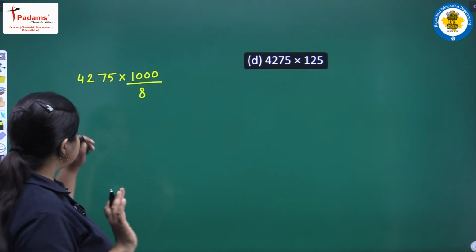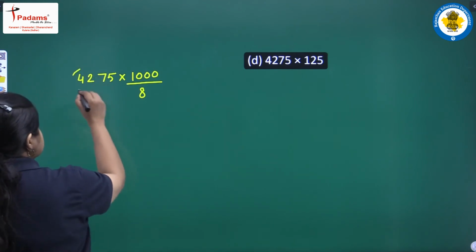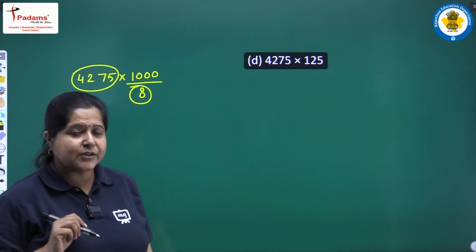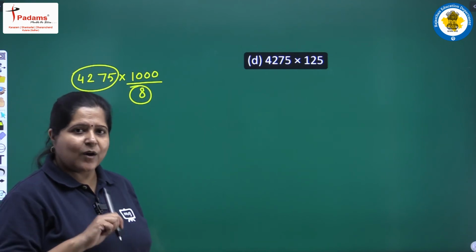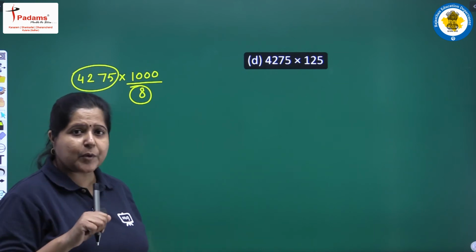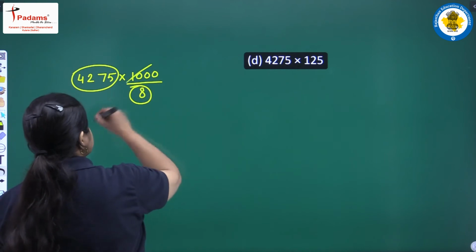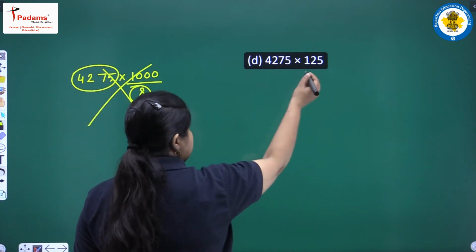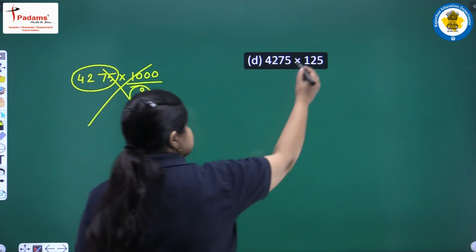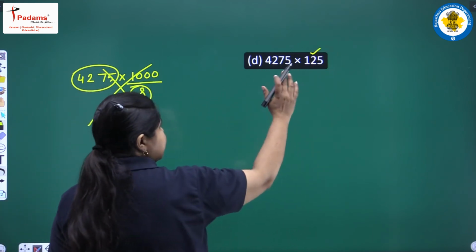But here you will see that this number is not divisible by 8, so we will find it difficult to solve by this method. Also, we have been asked to do the question by distributive property. So we will not use this method here in this question, and we will distribute one of the numbers given here. Obviously, this is an easy number. We will divide it into three parts.